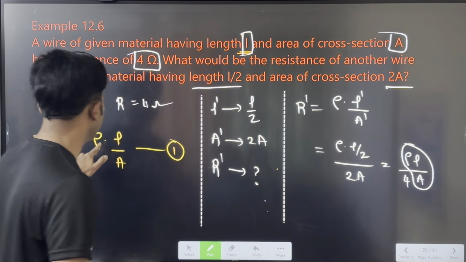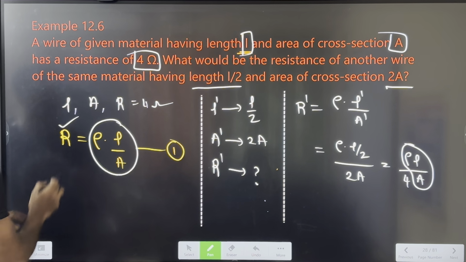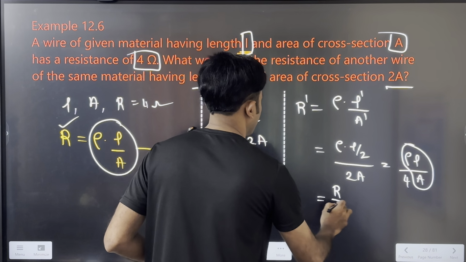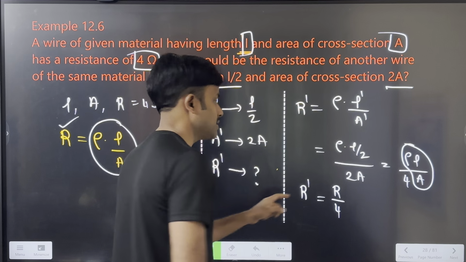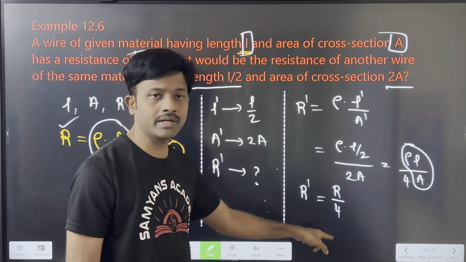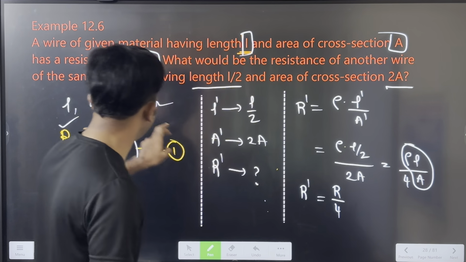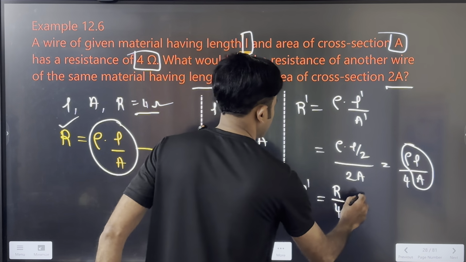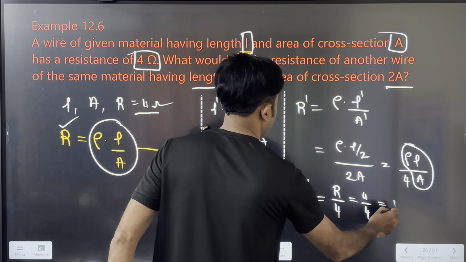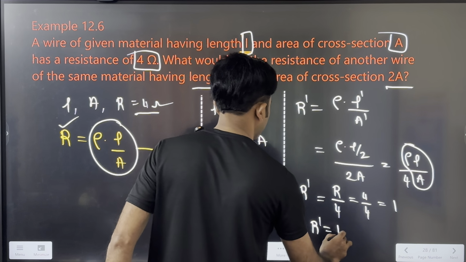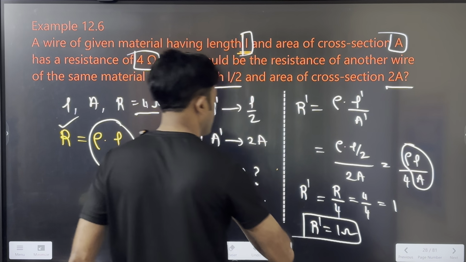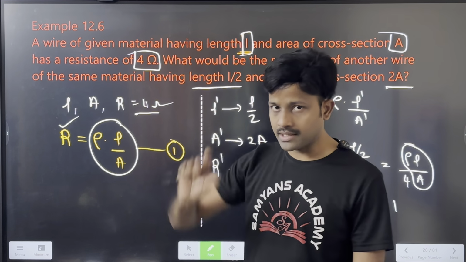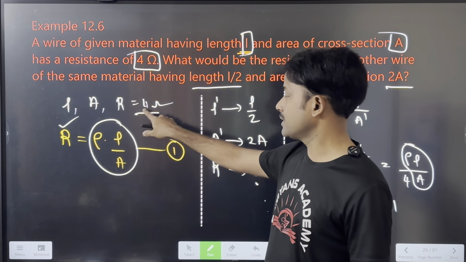Can I replace this rho L by A with R? Yes or no? Then this becomes R by 4. The new resistance decreases to how many times? 4 times the old resistance. What is the value of the old resistance? Given, it is 4 ohm. So 4 by 4 is how much? 1. The new resistance becomes 1 ohm.